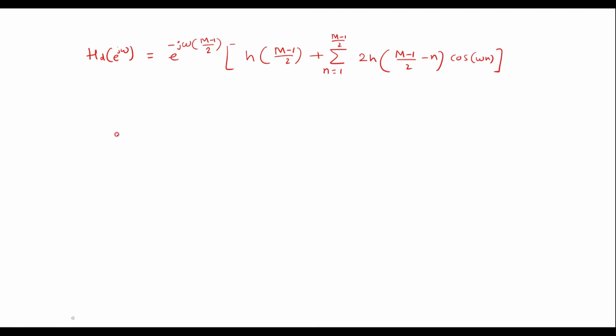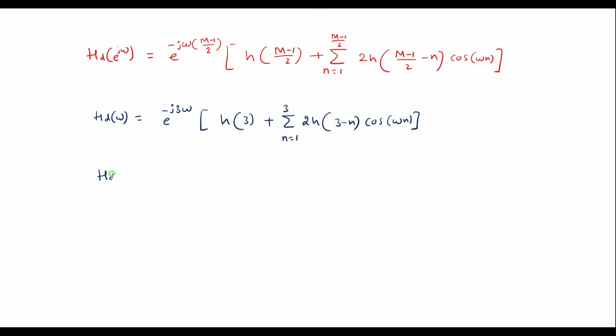So therefore now I can write hd of omega, that is frequency response, is equal to e power minus j. We have m is equal to 7. 7 minus 1 is 6. 6 by 2 is 3. That is j3 omega. In bracket we have h of m is 7, 7 minus 1, 6 by 2 is 3, h of 3 plus summation n is equal to 1 to 3 of 2h of 3 minus n cos omega n.